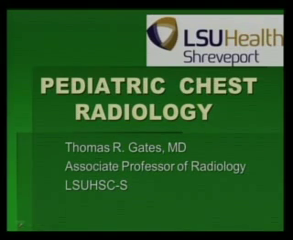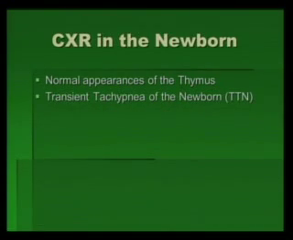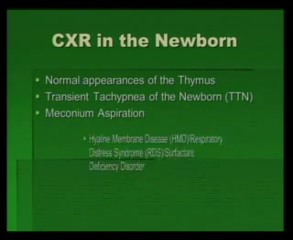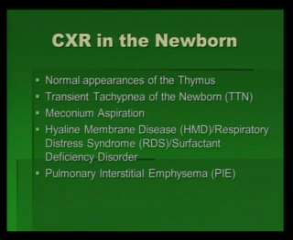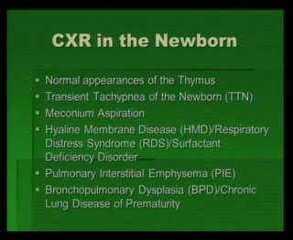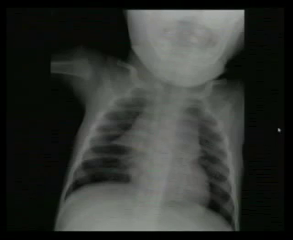So today I'm going to talk about pediatric chest radiology. We'll start with the newborn, the normal appearances of the thymus, the TTN, transient tachypnea in the newborn, the most common cause of respiratory stress in a full-term newborn, meconium aspiration, hyaline membrane disease, which is now called surfactant deficiency disorder, and between that it was called respiratory distress syndrome, pulmonary interstitial emphysema, bronchopulmonary dysplasia, now called chronic lung disease of prematurity.